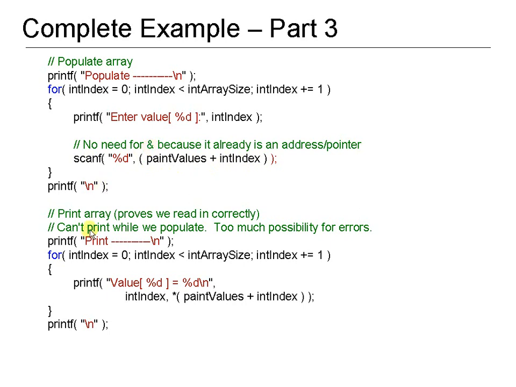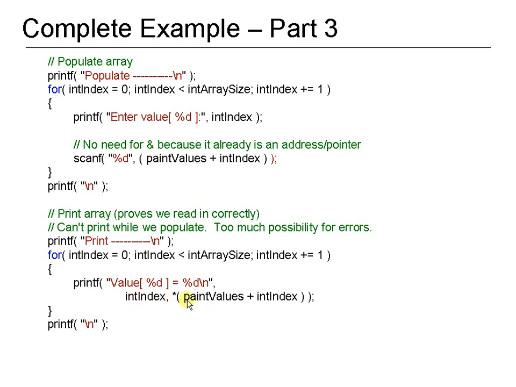Then we can print the array. This proves we read it in correctly. Now, we can't print while we populate because there's too much possibility for errors. I've seen it time and time again. You have to do it in a separate step to prove that it really populated correctly. So we use essentially the same loop all over again. And in our printf statement, we have two placeholders. The first is for the index, and the second is for the value at that index.